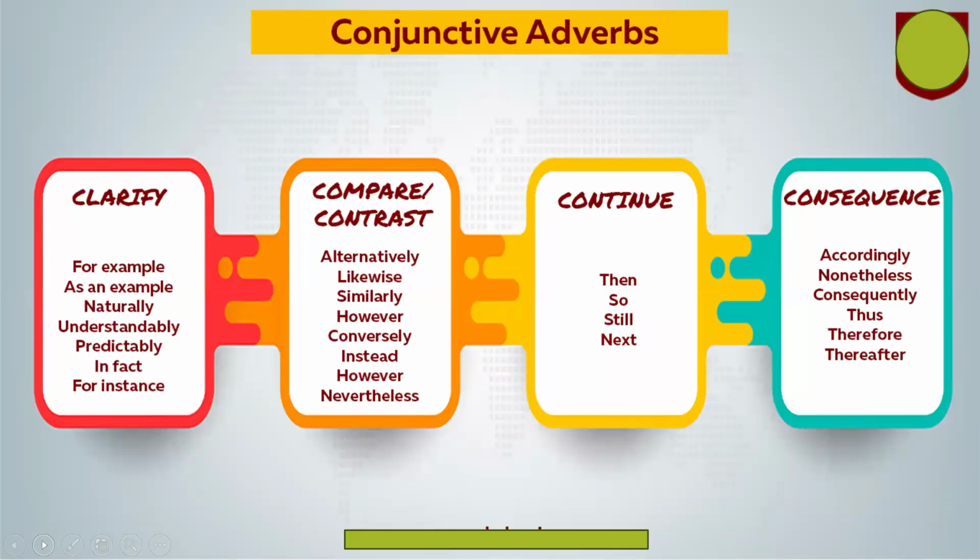The fourth connectors are known as conjunctive adverbs. These are used for clarification, comparison and contrast, continuity, and consequences. For clarification: for example, as an example, naturally, understandably, predictably, in fact, for instance. For comparison and contrast: alternatively, likewise, similarly, however, conversely, instead, nevertheless. For continuity: then, so, still, next. Consequences: accordingly, nonetheless, consequently, thus, therefore, thereafter. For this also, in the next video we will learn conjunctive adverbs in one video.